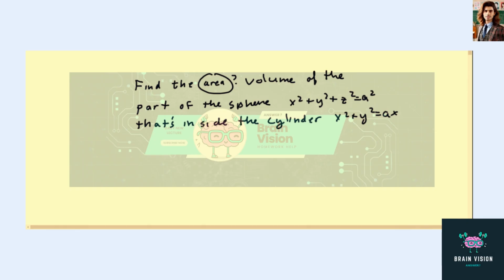Okay, you have to find the area of the part of the sphere that's inside the cylinder, and I'm guessing you mean the volume. Let's assume that's what you meant and go from there. Okay, we have this sphere and its radius is A. Okay, so it'll be that big.